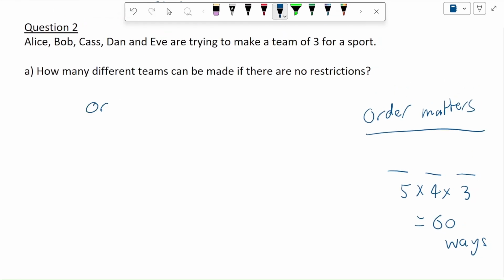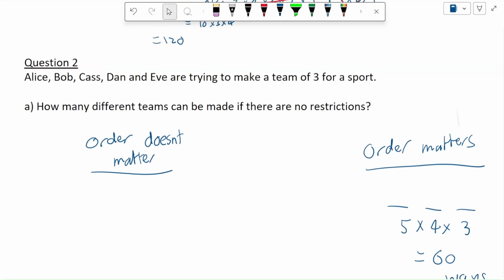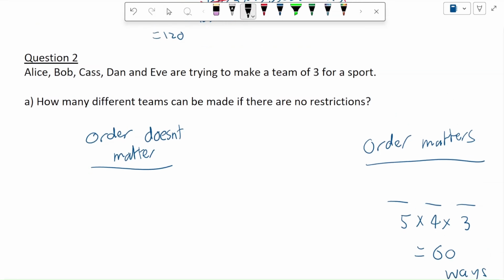But with nCr, we're doing order doesn't matter. I'll explain a bit more about what I mean by that in a sec. But I'm actually just going to list out all the teams. So we can have Alice, Bob, and Cass. That's one team. I can have Alice, Bob, and Dan. I can have Alice, Bob, and Eve.